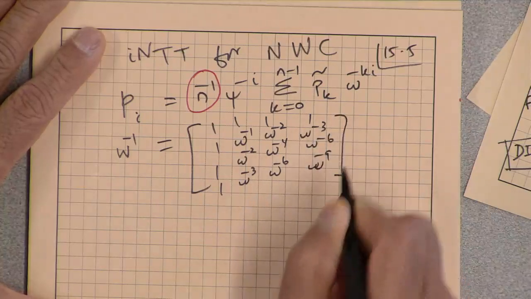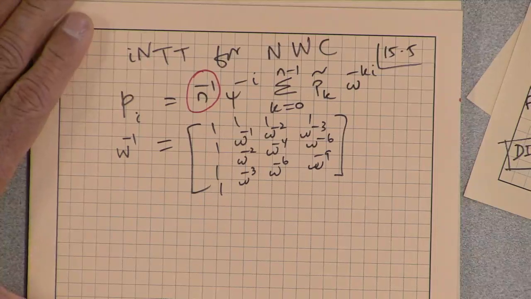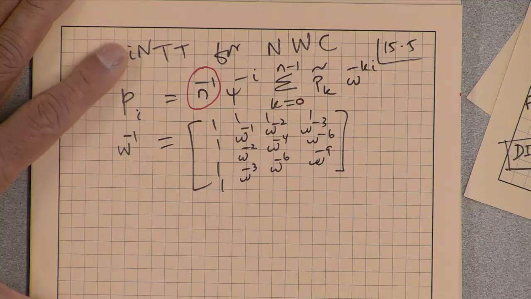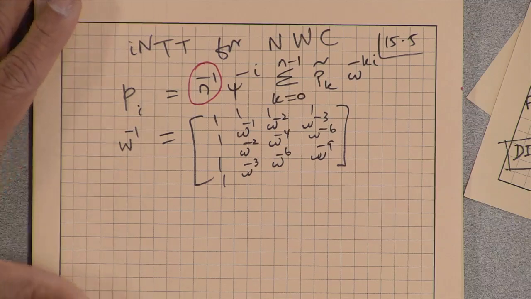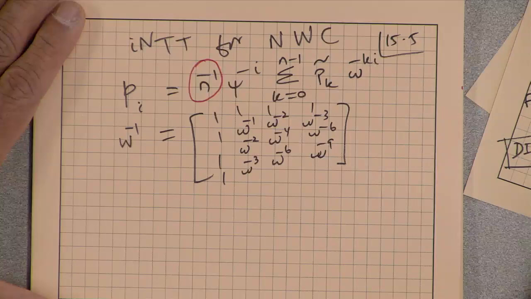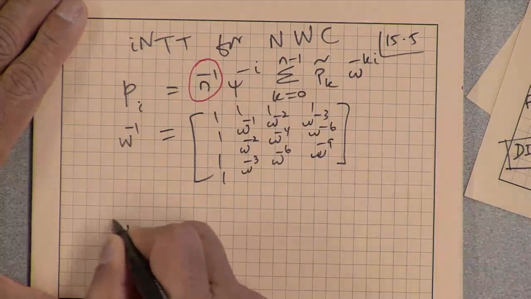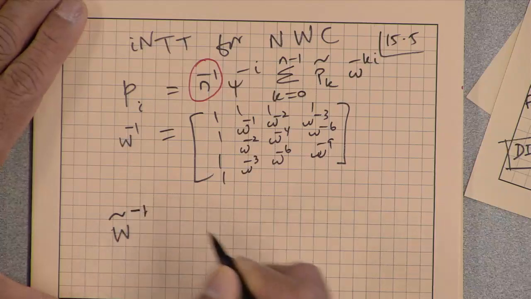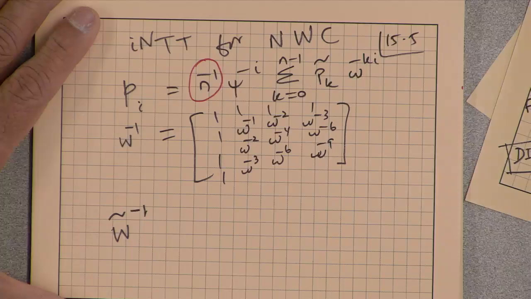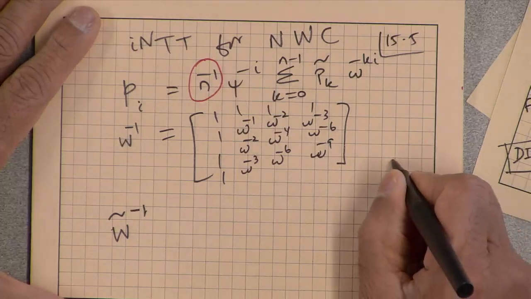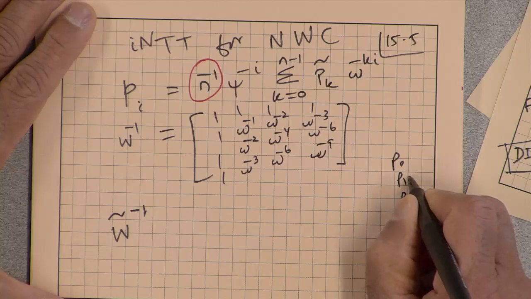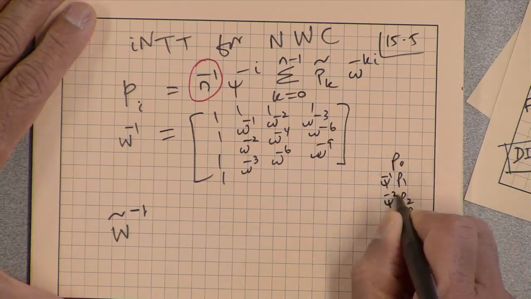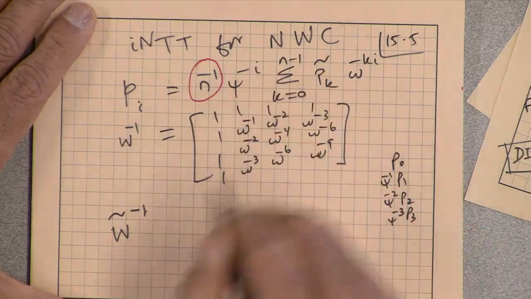So what is our intent? Our intent is to compute the identity matrix, and then multiply by this psi to power minus i. So in a way, I can define W tilde inverse. If I was going to compute, I could compute P0, P1, P2, P3, but what I want to compute is P0, psi to power minus 1 P1, psi to power minus 2 P2, psi to power minus 3 P3. And that's really what I'm trying to compute.